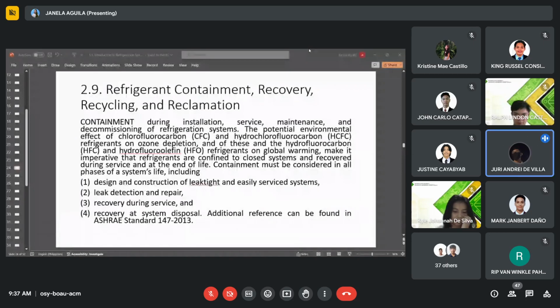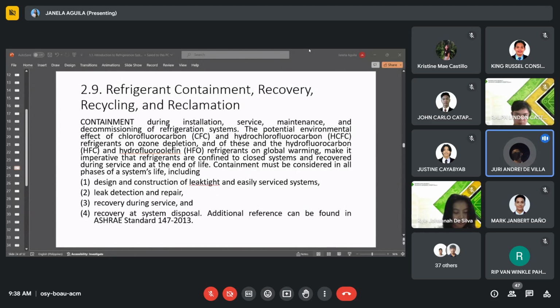Refrigerant containment, recovery, recycling, and reclamation. Containment during installation, service, maintenance, and decommissioning of refrigeration systems. The potential environmental effect of chlorofluorocarbon or CFC and hydrochlorofluorocarbon or HCFC refrigerants on ozone depletion, and of the hydrofluorocarbon or HFC and hydrofluoroolefin or HFO refrigerants on global warming, make it imperative that refrigerants are confined to closed systems and recovered during service and at the end of life.